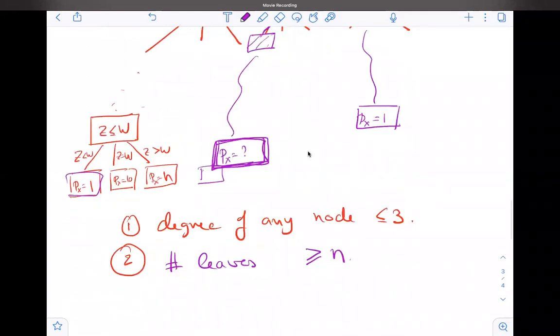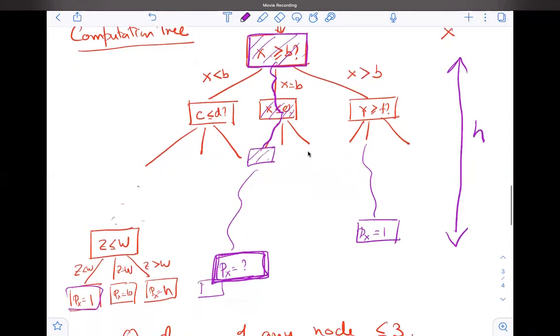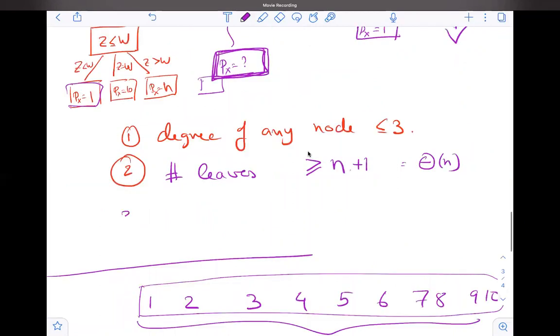Okay, so the number of leaves is at least n plus 1, or let's put it as order n, or theta n. Now, what is the height of this tree, h? At least log base 3 of n plus 1. Okay, that's very good. So one person has already said that h must therefore be at least log n base 3.